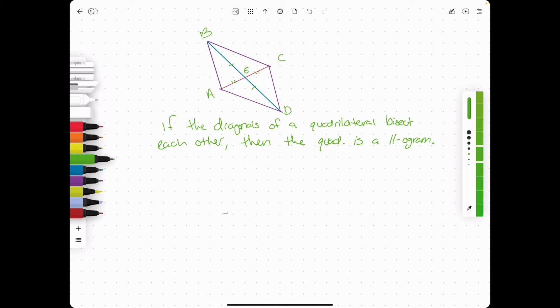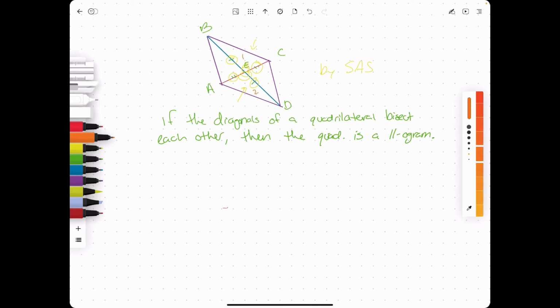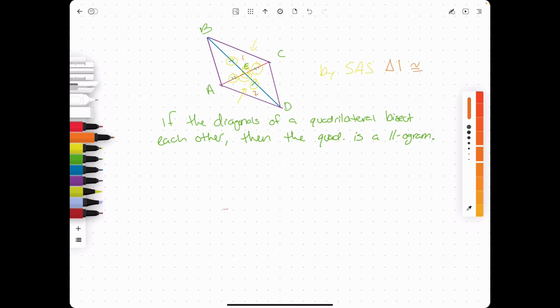Vertical angles. I have vertical angles. So if I said in here this angle and this angle are congruent, right? Look, I have a side, an angle, and a side. What kind of triangles do I have? Yeah, I have two congruent triangles, right? So by side, angle, side, we could call this triangle 1 and 2. Triangle 1 is congruent to triangle 2, right?